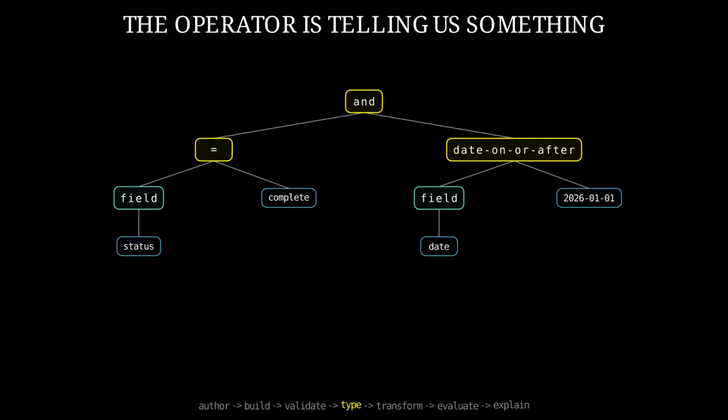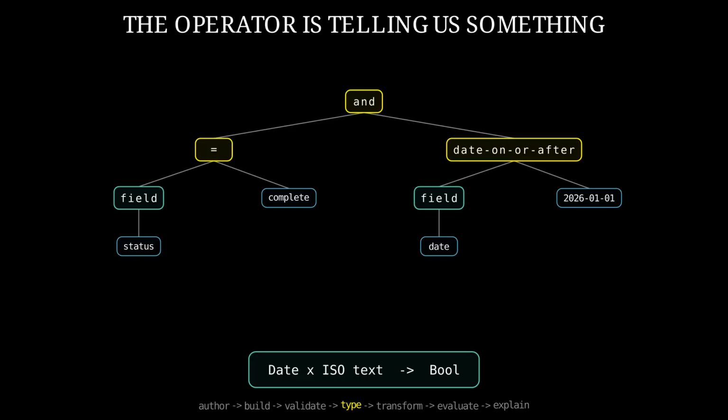Last episode, date on or after made one contract explicit. It does not order two arbitrary strings. It parses two ISO calendar dates, then asks whether the first is on or after the second. The longer operator name was an honest local repair. It told us something the surrounding JSON could not. These values belong to a particular semantic category.